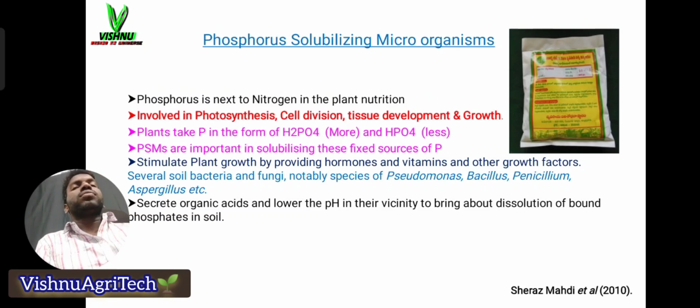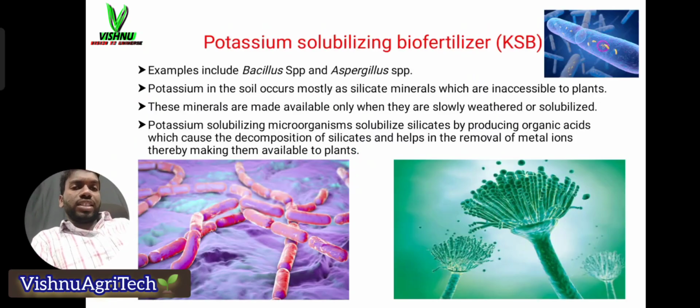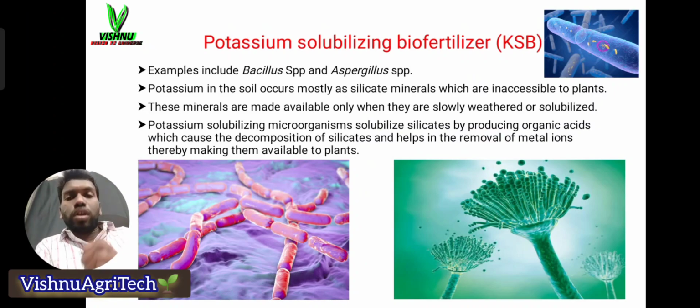Next one, potassium solubilizing biofertilizer. This is another one, KSB. So potassium means K. Examples include Bacillus species and Aspergillus species. Potassium in the soil occurs mostly as silicate minerals which are inaccessible, unavailable to the plants. So these minerals are made available only when they are slowly weathered or solubilized.